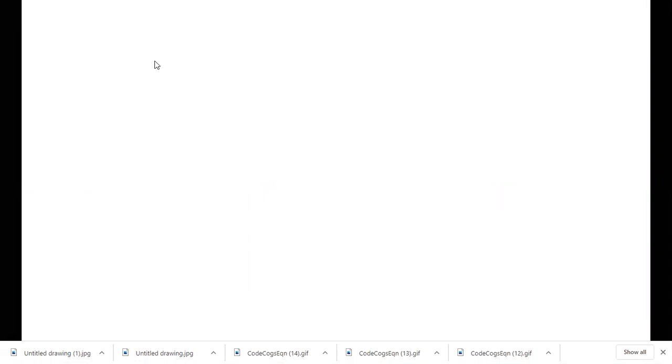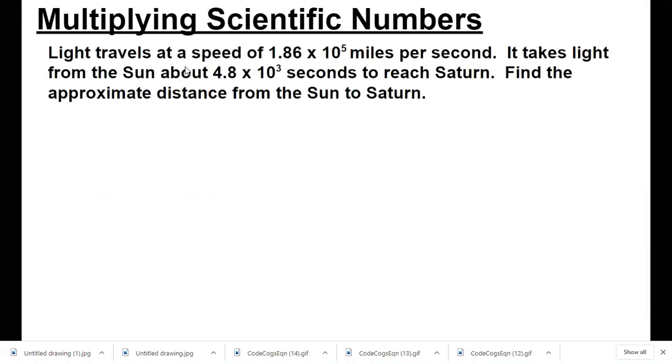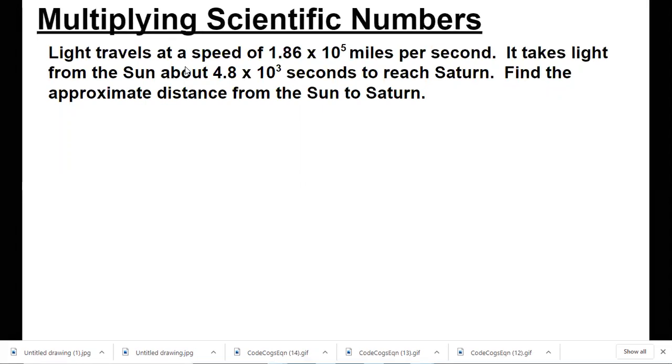Welcome back. Let's continue. This time we're going to talk about multiplying with scientific numbers. Okay, light travels at a speed of 1.86 times 10 to the 5th miles per second. It takes light from the sun about 4.8 times 10 to the 3 seconds to reach Saturn. Find the approximate distance from the sun to Saturn. Hint, hint, this time we're looking for distance.